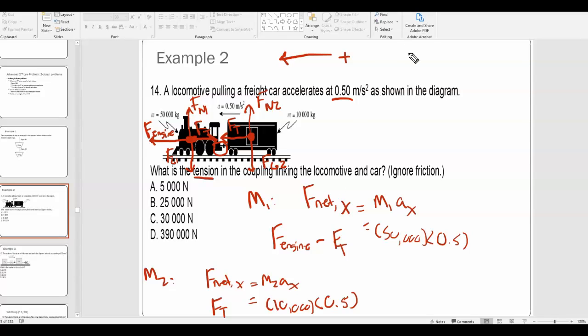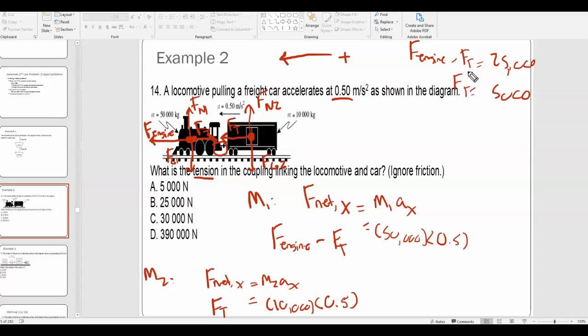And notice I have a system of equations here. I have F engine minus Ft equals, let's see, 50,000 times 0.5 is 25,000. And then I have Ft equals 10,000 times 0.5 is 5,000. And I'm all ready to solve my system of equations, except I don't actually need to do that because the question is asking me what is the tension in the coupling, and I already have that answer. That is just 5,000 newtons.